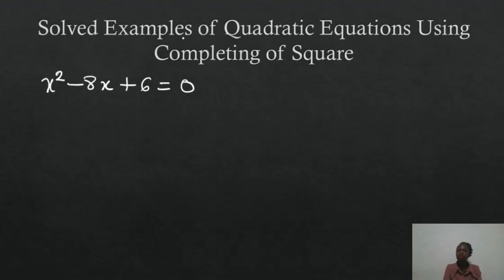In today's video, we are going to look at some solved examples of quadratic equations using the method of completing the square. So, for our first example here, we have x squared minus 8x plus 6 is equal to 0.